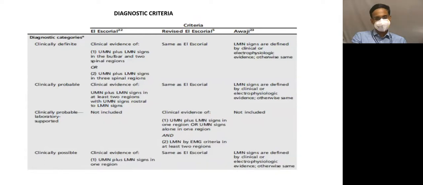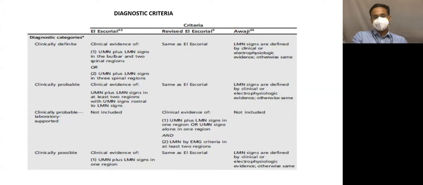So, very briefly, looking at the criteria. The initial criteria for motor neuron disease was proposed in 1990 in a place called El Escorial in Spain. If you look at it, it's actually clinically definite, clinically probable, and clinically possible, because there was no laboratory additional support here. So if your patient had upper and lower motor neuron signs in 3 myotomes, you can clinically say the patient has ALS. You don't need anything else to say that the patient has ALS.